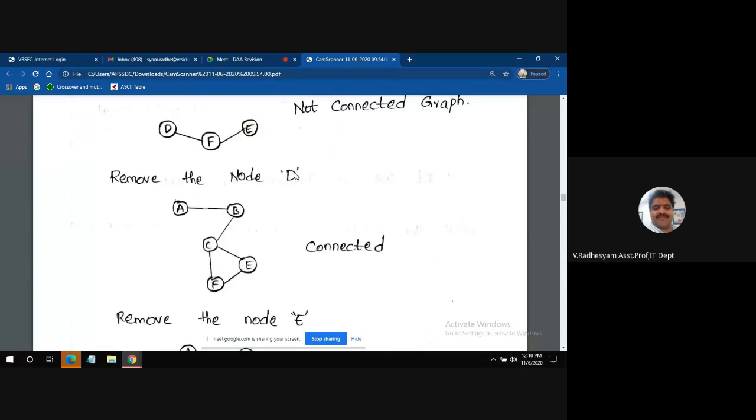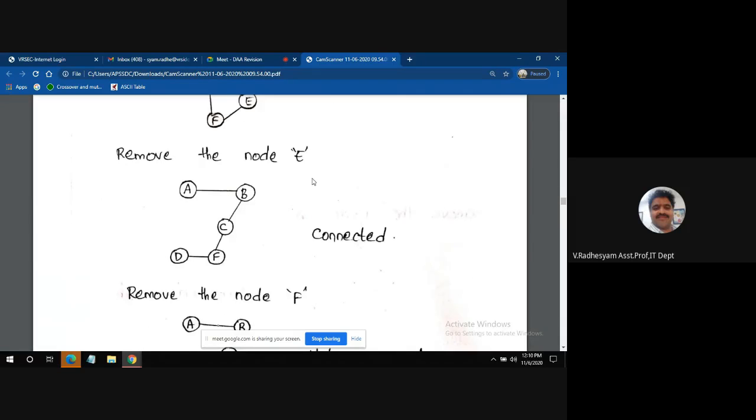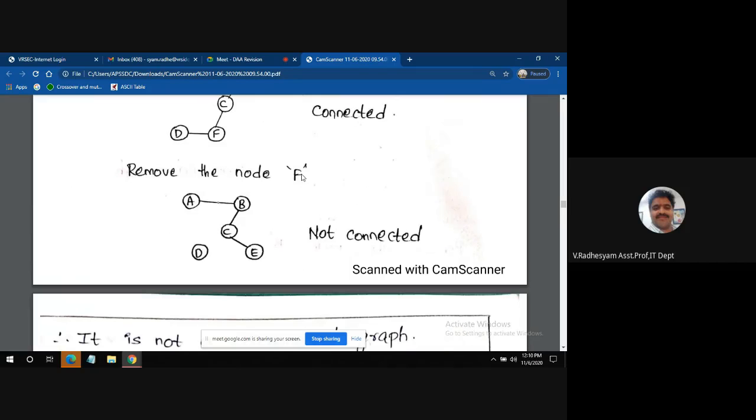But if you remove D, it is still behaving like connected. No problem here. If you remove E, then still it is behaving like connected. If you remove F, then two components are formed. These two are called bi-connected components and F is called an articulation point.